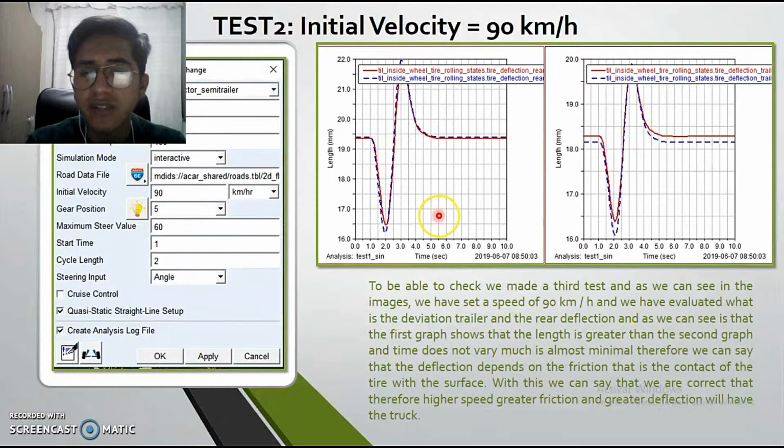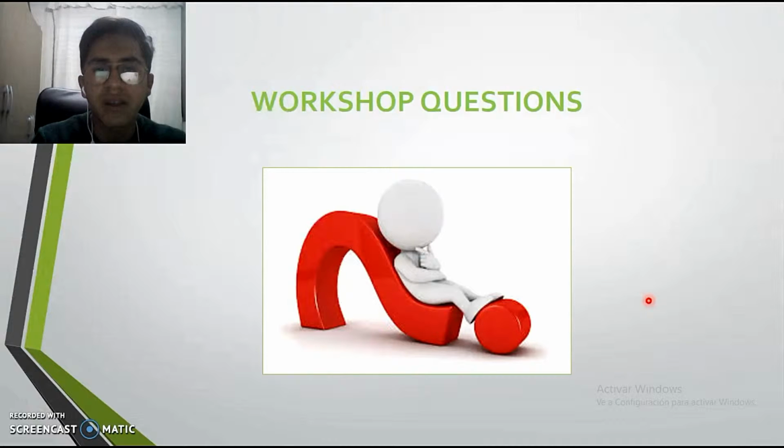It is the contact of the tire with the surface, where we can see the greater contact for higher speeds, greater friction, and greater deflection we have in the truck. Okay.